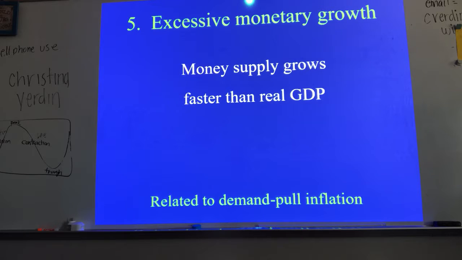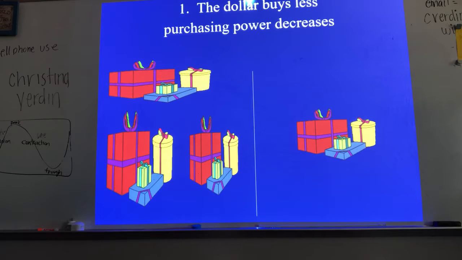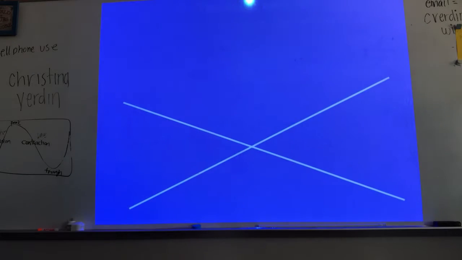So lastly, excessive monetary growth. The money supply is growing faster than the GDP, and a lot of this has to do with the Fed, and I will have to talk about that in our next unit, Unit 4. Right. So the effects of inflation: your purchasing power decreases. Before inflation, you were buying a lot more. After, y'all probably heard this argument from your parents, right? Back in the day, I used to get this for 25 cents. I could buy three of them for this one price we're buying today.